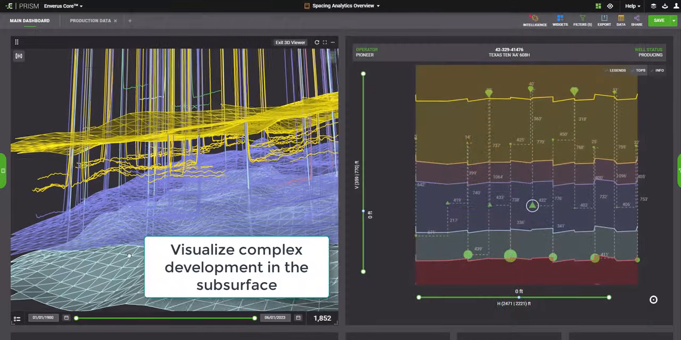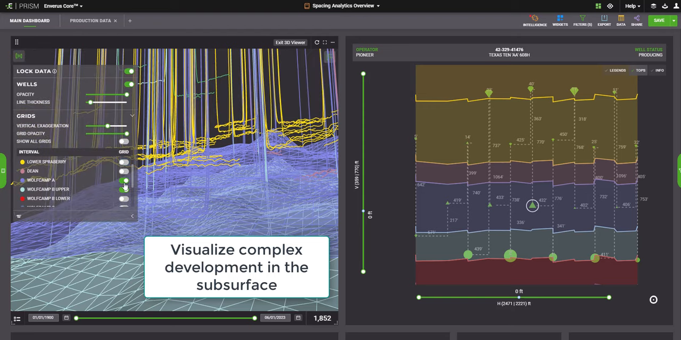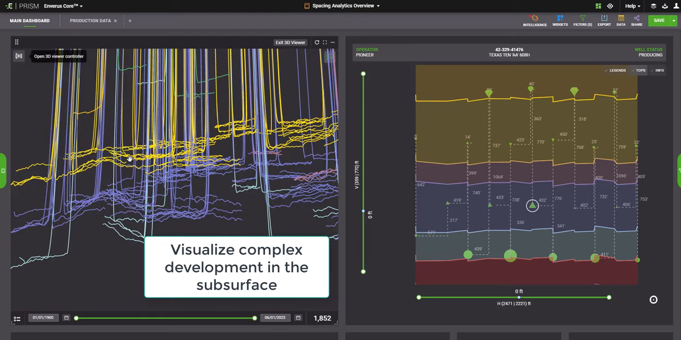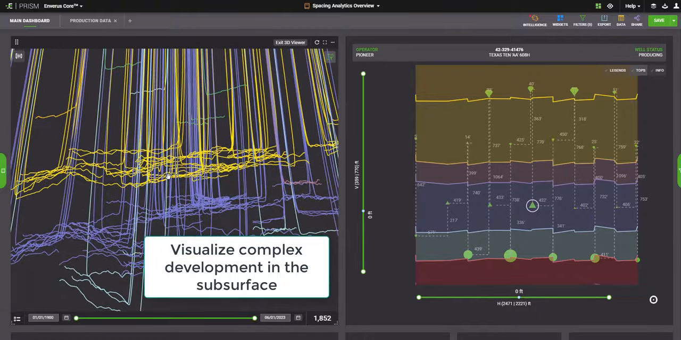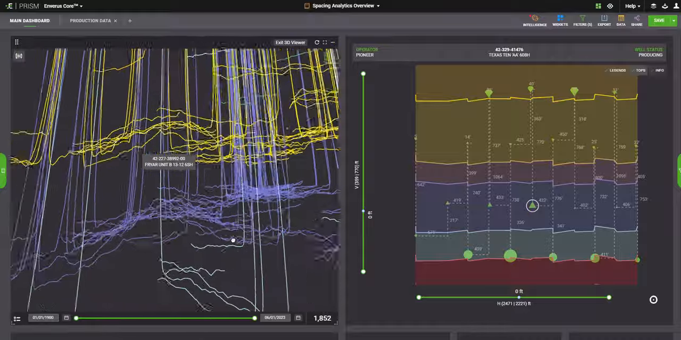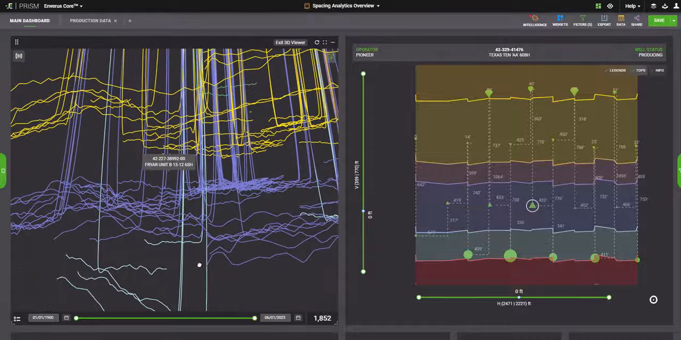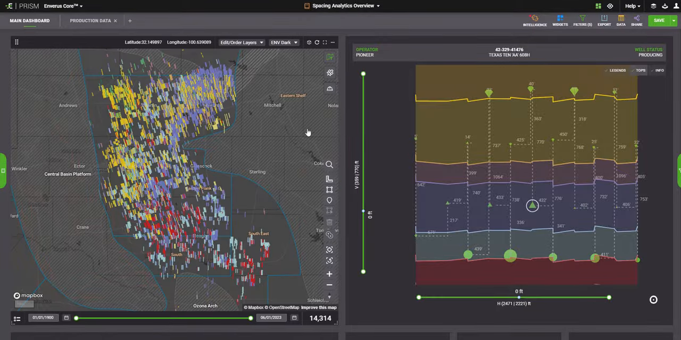Utilizing Enverus' spacing analytic solution in PRISM, interpreting complex development patterns in the subsurface has never been easier. Whether you're looking at specific areas of interest with stack development, or you're trying to understand well density across a basin, there is no shortage of spacing metrics that can be plotted on a map or chart to give the right context and normalization to your analysis.